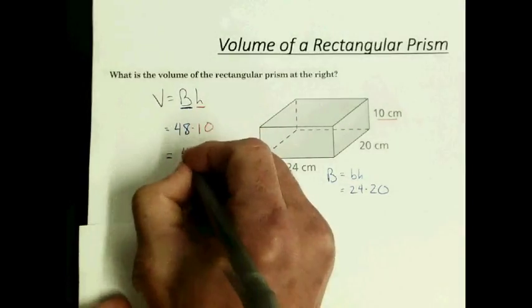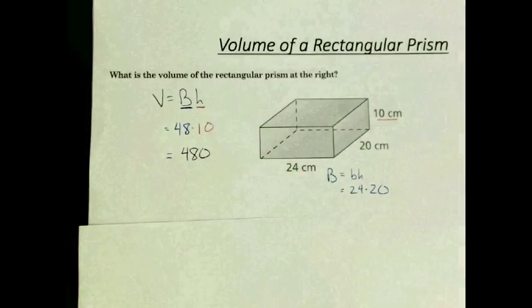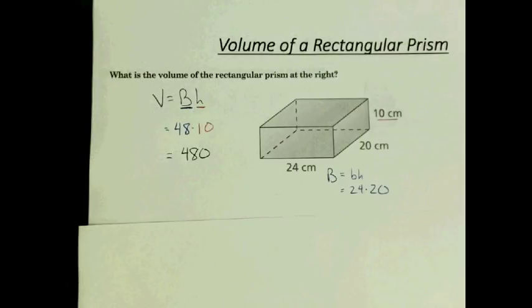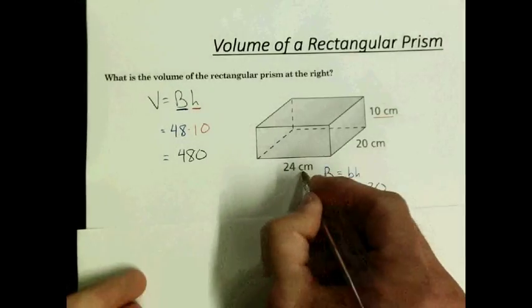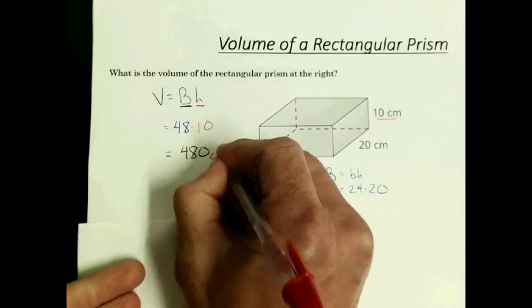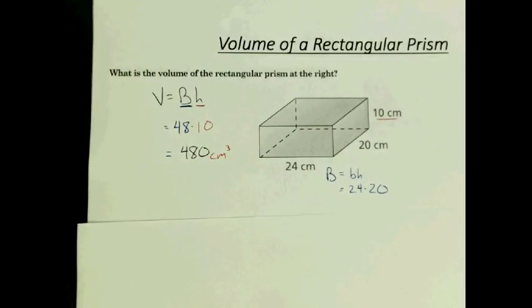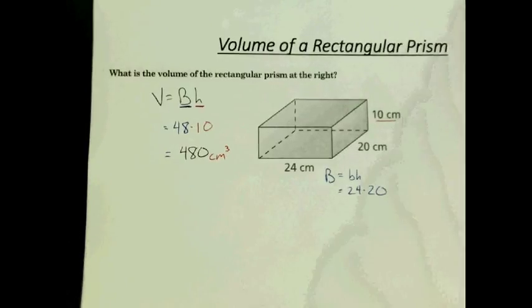Now, the question goes back to 480 what? So we got to remember units of measure. We're dealing with volume, and so we're dealing with cubic units. So in the case of what we're looking at, we're dealing with centimeters, so the volume would be cubic centimeters. We have to remember that. Okay, let's take a look at another example.